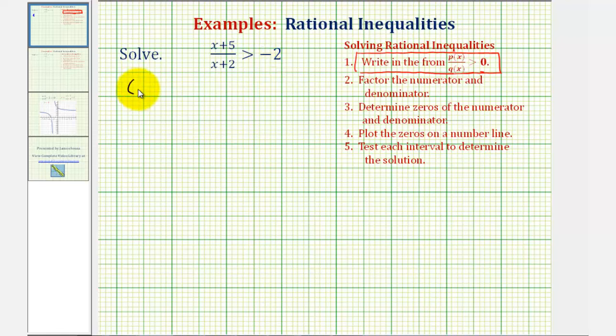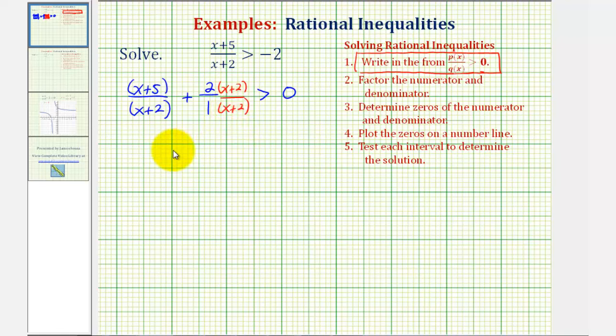So that would give us the quantity x plus 5 divided by the quantity x plus 2. And if we add 2 to both sides, we'd have plus 2 over 1. I'm writing this in fraction form because we will have to add these fractions. And now it would be greater than 0. To add these fractions, our common denominator would be x plus 2. So now we'll multiply 2 over 1 by x plus 2 over x plus 2.